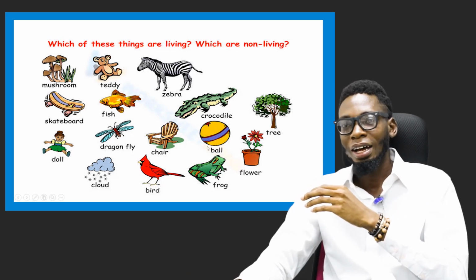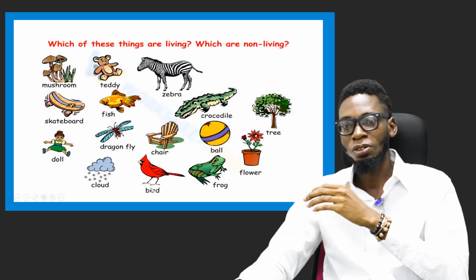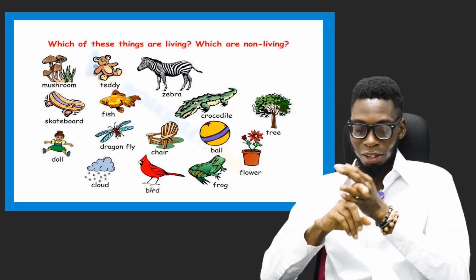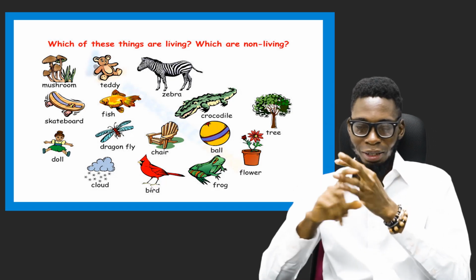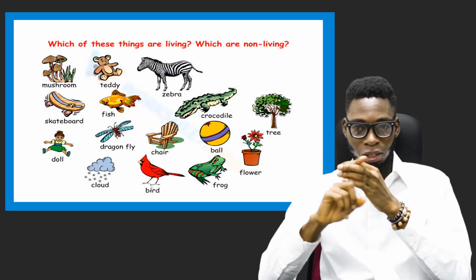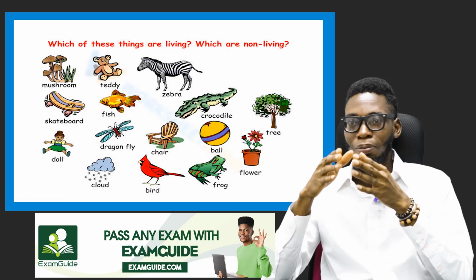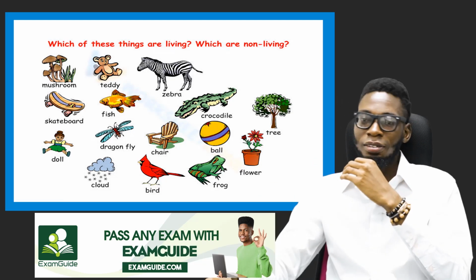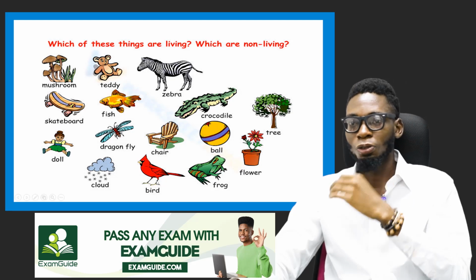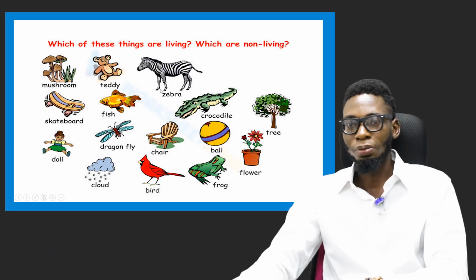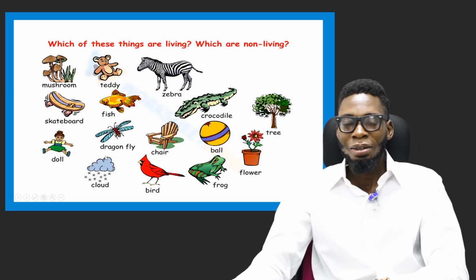Now we look at the bird. Of course, the bird can move. It can fly from one place to the other. Of course, the bird can eat. The bird can give birth to young ones that look like it. All this and more makes the bird possess all the characteristics of living things, and of course, the bird can be said to be an example of a living thing. Likewise, the frog, the zebra, the crocodile, the tree, the fish, the dragonfly, of course. All right.